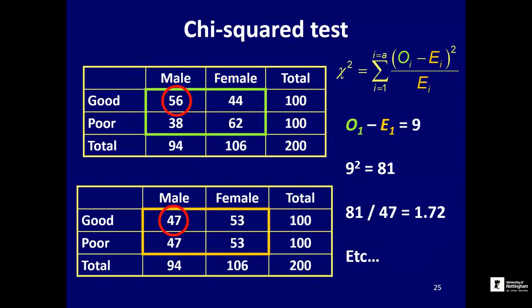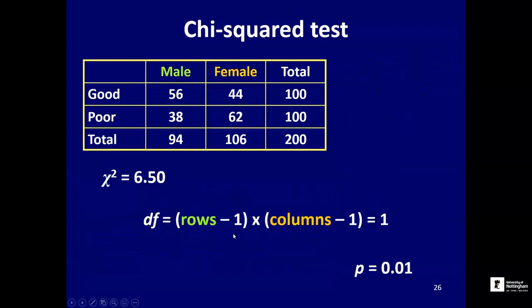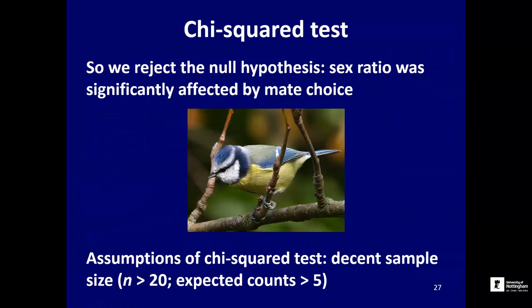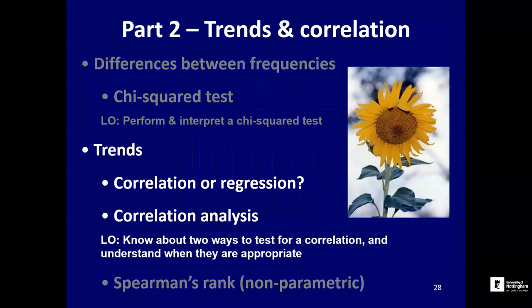So if we just go back to this example, the expected counts here are 47 and 53, so those are clearly greater than 5. If you've got some combinations in your table where the expected counts are very low, then chi-squared tends to perform poorly, and there are some alternative options available, but I'm not going to talk to you about them in this lecture.